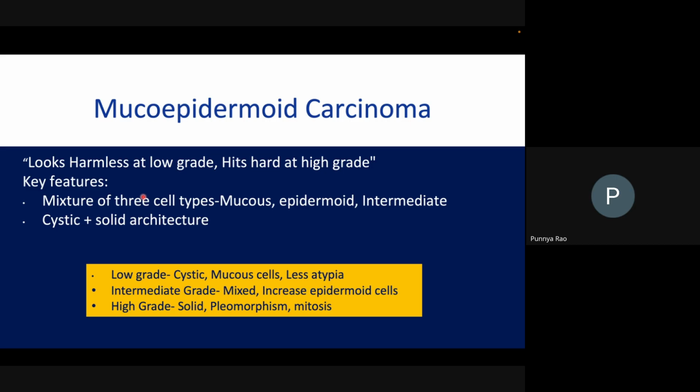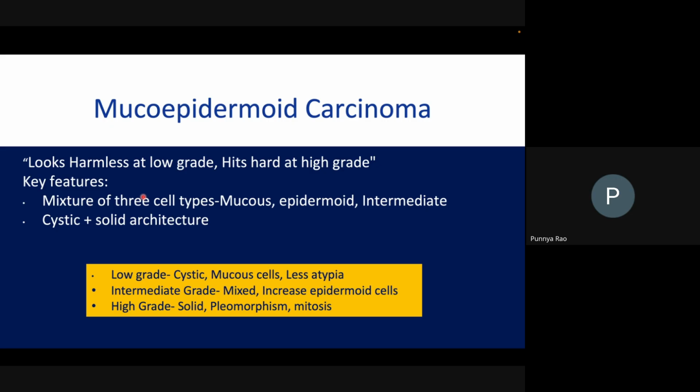So if it's a low grade, it's cystic with a lot of mucus cells. If it is intermediate grade, it's a mixture of cyst and solid. And if it's a high grade, it's predominantly solid, and it may show pleomorphism. It may show mitosis. Okay. So for mucoepidermoid carcinomas, you should remember 3 things about it. It's the most common malignant salivary gland tumor. Second thing, it is the most common malignant salivary gland tumor occurring in the minor salivary glands.